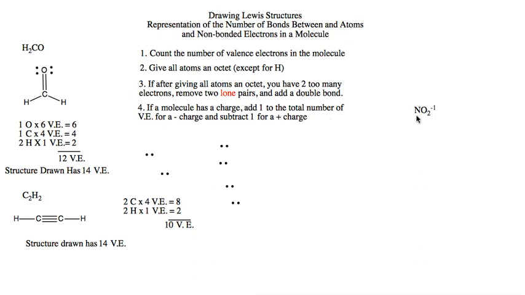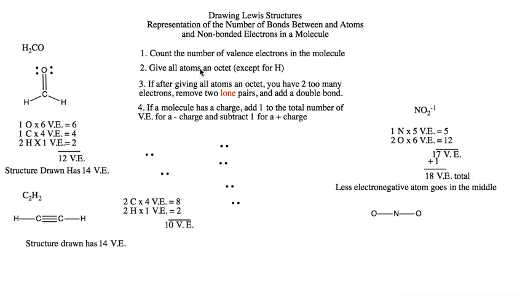So for this molecule NO2, the nitrogen gives us 5 valence electrons, the 2 oxygens gives us a total of 12 valence electrons for a total of 17, but we have a minus charge on here, so we have to go and add 1 to that total for a total of 18 valence electrons. Now, when we draw the connectivity of this, it's going to look like this. The nitrogen goes in the middle because it's the less electronegative atom, and the less electronegative atom almost always goes in the middle of our Lewis structures.